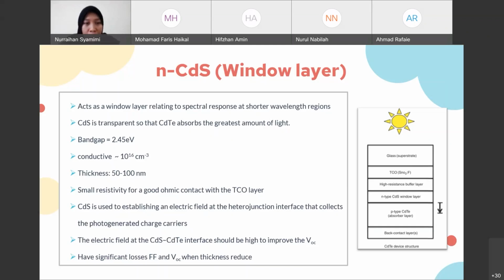However, one problem with cadmium sulfide is that it results in significant loss in fill factor and open circuit voltage when the thickness is reduced too much. This will result in the cadmium telluride layer directly contacting the underlying oxide layer, weakening the junction quality and decreasing cell performance. Therefore, a buffer layer called high resistive oxide is deposited between TCO and cadmium sulfide, as in the diagram, to overcome this problem.